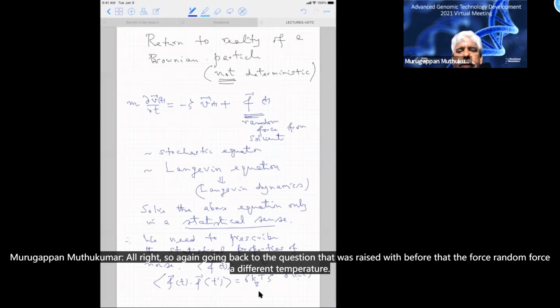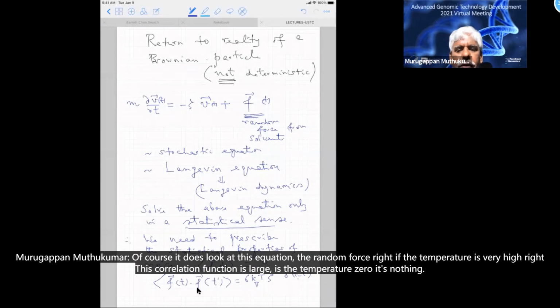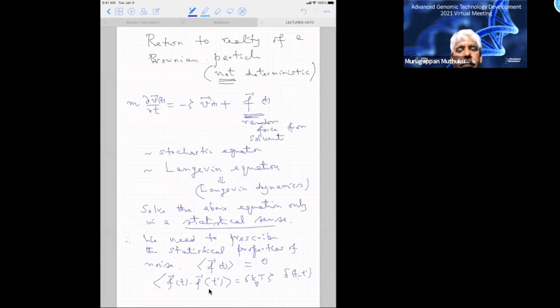All right. So again, going back to the question that was raised before, does the random force depend on temperature? Of course it does. Look at this equation. The random force, right? If the temperature is very high, this correlation function is large. If the temperature is zero, there's nothing.